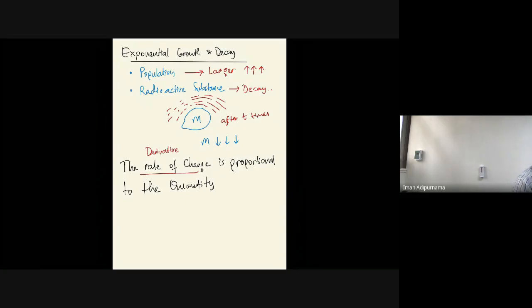In this case, because we are dealing with time, it's usually d/dt. And the quantity, this is the original function. It can be mass, it can be the total size of the populations.